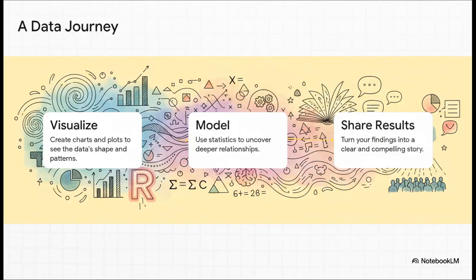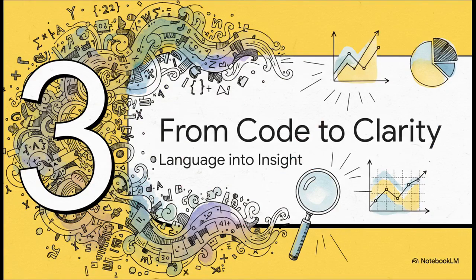And the journey with R is usually a three-step process. First, we visualize the data. We make charts and plots just to see what we're even working with. Then, we model it, using statistics to uncover those hidden relationships. And finally, and this is crucial, we share our findings by crafting a compelling story that really brings the data to life. Okay, now this is where the magic really happens. Let's see how R takes what looks like a totally foreign language and turns it into pure, simple clarity.